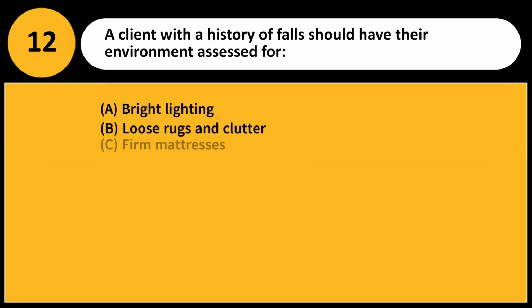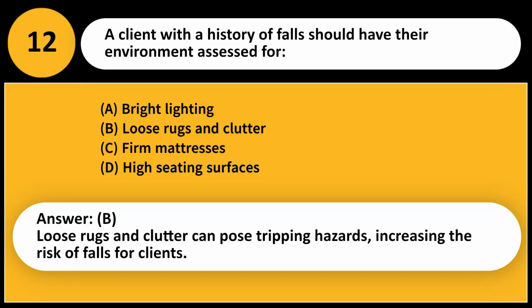tendons. A client with a history of falls should have their environment assessed for: A. Bright lighting. B. Loose rugs and clutter. C. Firm mattresses. D. High seating surfaces. Answer: B. Loose rugs and clutter can pose tripping hazards, increasing the risk of falls for clients.